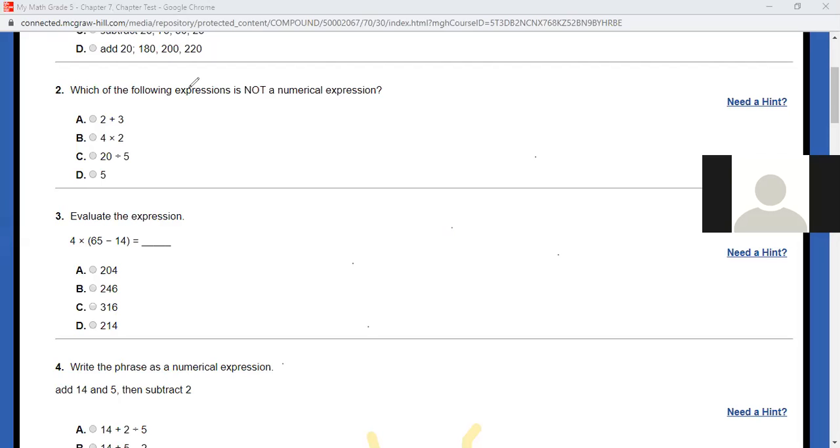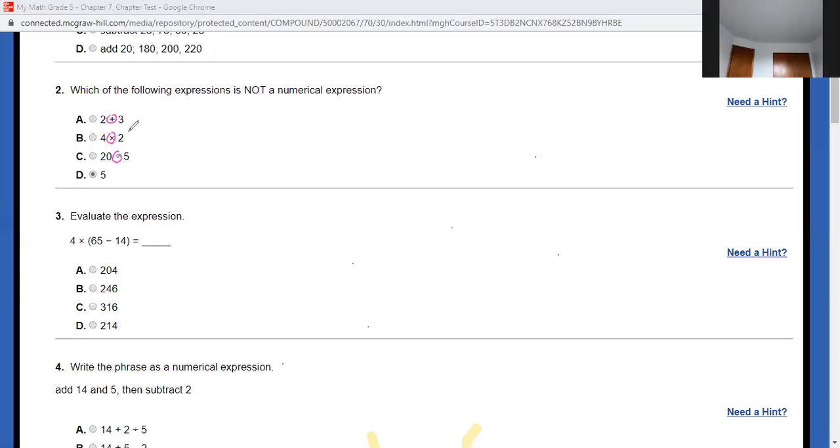D. D. That is correct. Because this one has a plus, this one has a times, this one has a divide. And then what's the one missing? A minus. And then if we saw one with a minus, then that would be one too. But 5 by itself is not an expression of anything. It's just a number. So yes, she is correct.